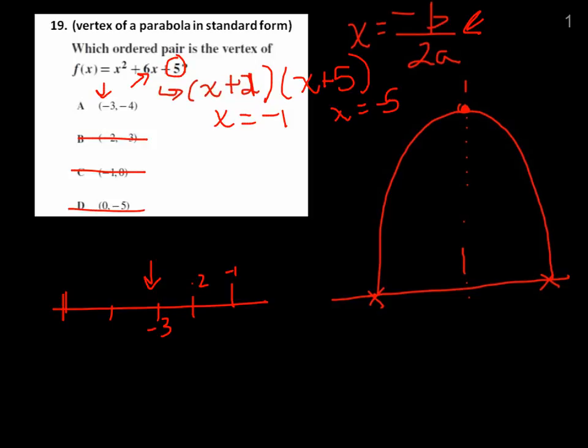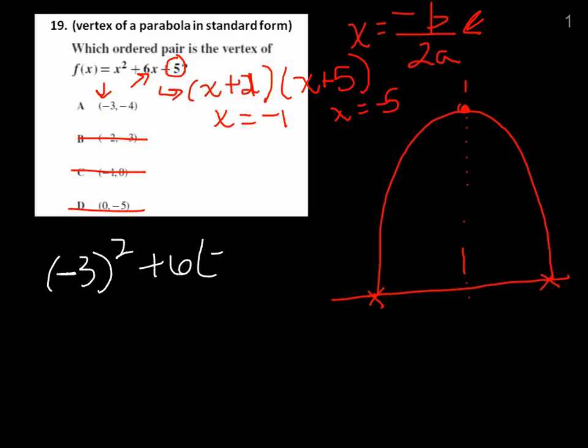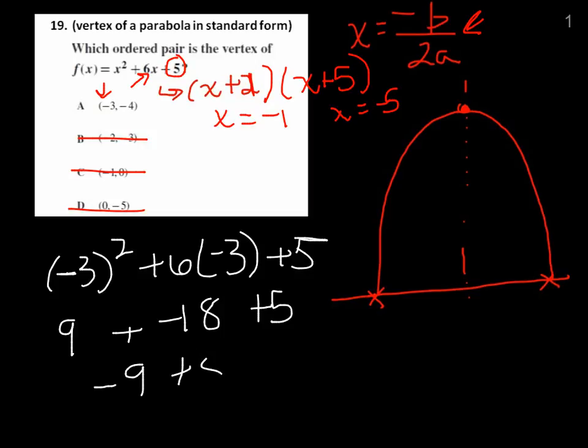And then, because it's our final, we want to make sure that we have our best foot forward. So let's plug it in and make sure we get a negative 4. Remember that's the x value, so you have to plug in to find the y value. Negative 3 squared plus 6 times negative 3 plus 5. That's 9 plus negative 18 plus 5. That's negative 9 plus 5, which sure enough is negative 4. So that's our answer.